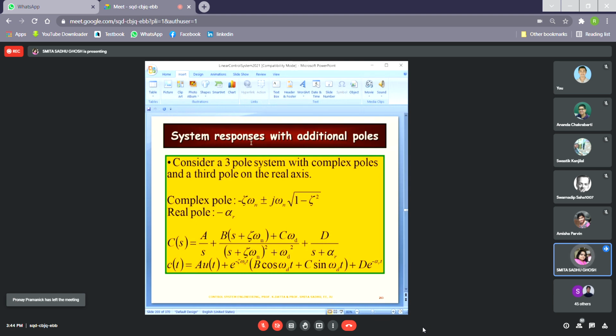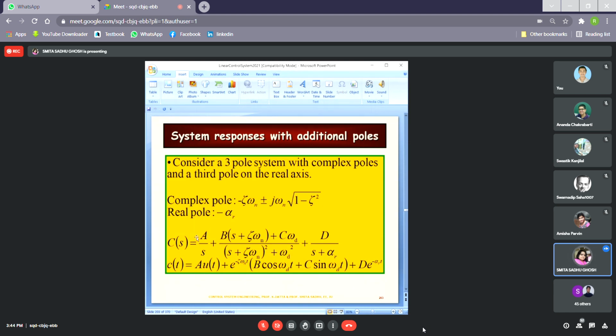So, the system responses with additional poles. Here now we are considering a second order underdamped case, where the complex conjugate pole pair is placed at minus zeta omega n plus minus j omega n root over 1 minus zeta square. That's the general location of the complex conjugate pole pair. We've already done that. So now if we assume that an additional pole is added, that is, one real pole at minus alpha r, then what is the effect?